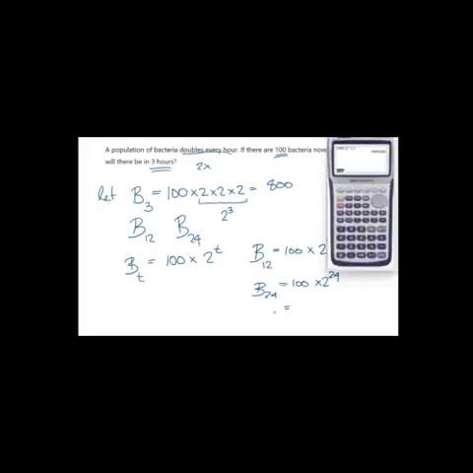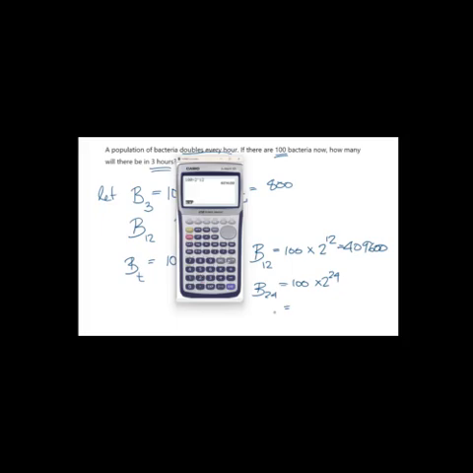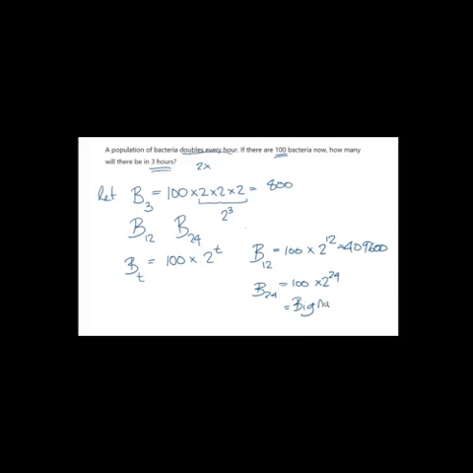So it would be 100 times 2 to the power of 24, and this is going to be a huge number. A big number. In the exam, by the way, if they ask you for the number, don't just say a big number. You'll get no marks.